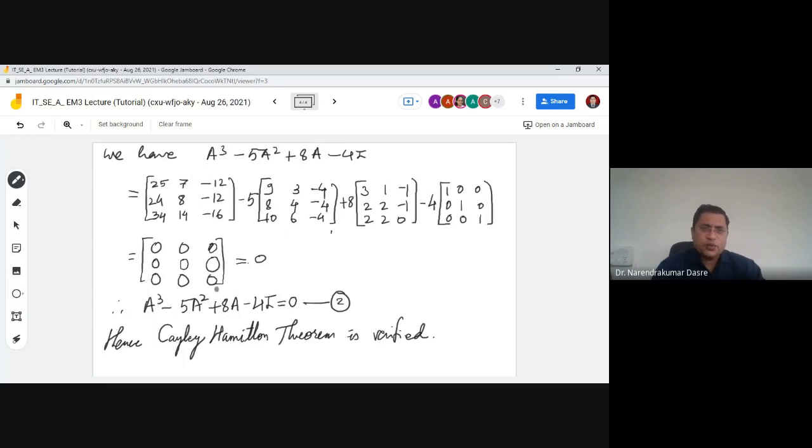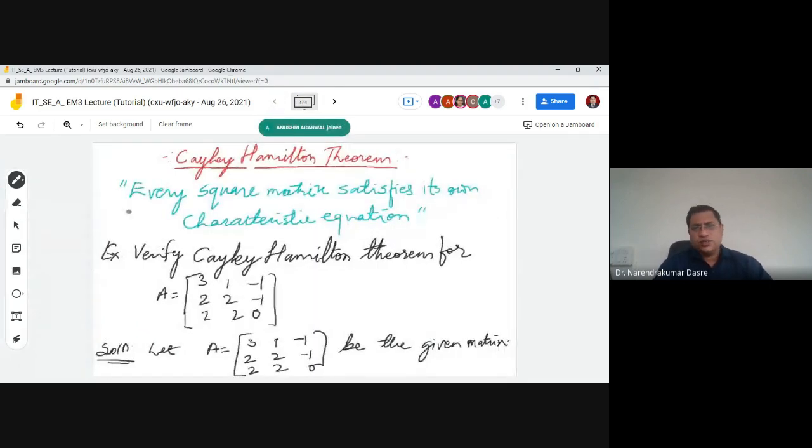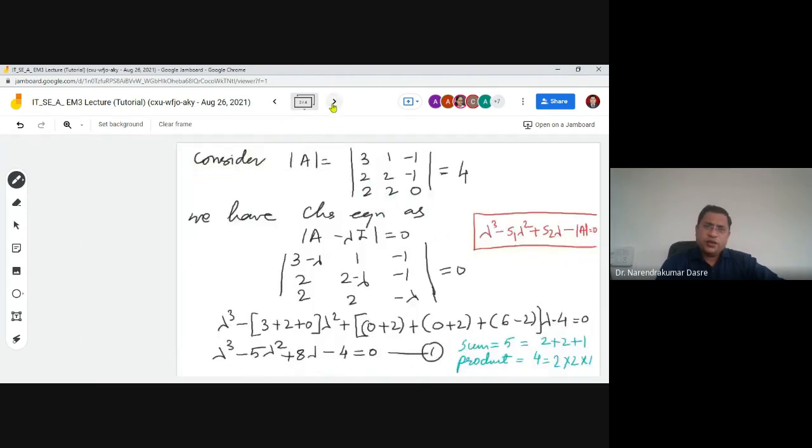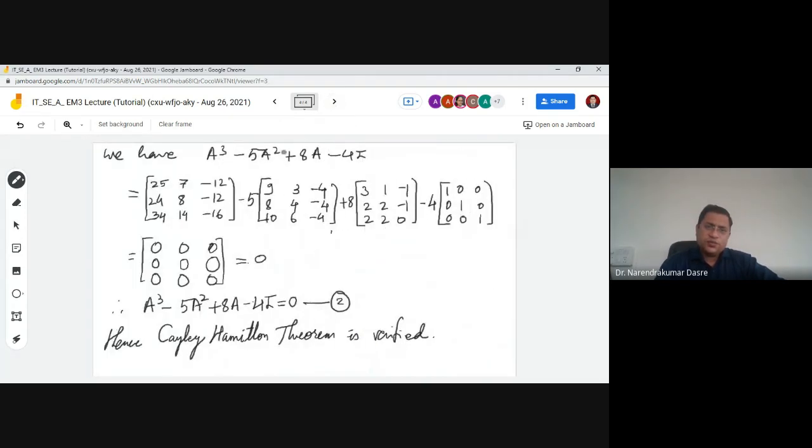So it becomes the equation which is exactly the characteristic equation satisfied by A, and that's what the Cayley-Hamilton theorem is. The Cayley-Hamilton theorem says that every square matrix satisfies its own characteristic equation. And here we proved that this matrix A satisfies the Cayley-Hamilton theorem. Is there any doubt in this example?